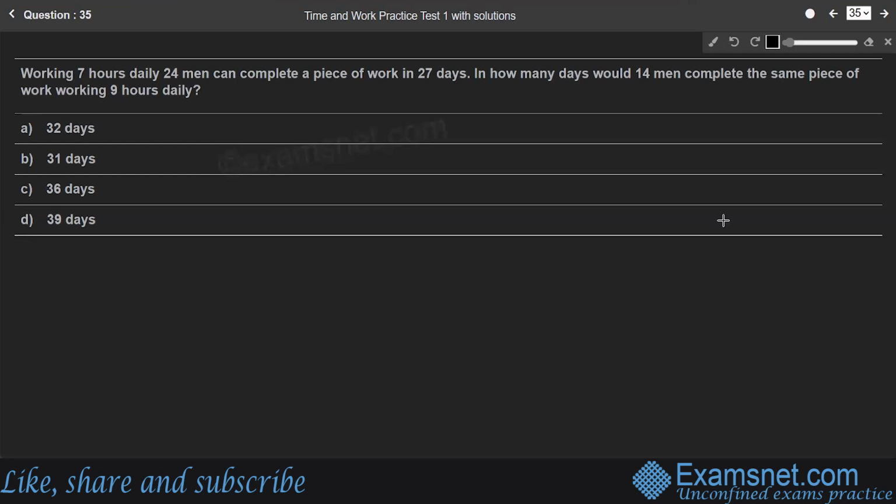Question number 35. Working 7 hours daily, 24 men can complete a piece of work in 27 days. In how many days would 14 men complete the same piece of work working 9 hours daily? Here students, work in this particular question. So we all know that work is efficiency into time, right? Here we'll consider the capacity. Efficiency or capacity, both are same. Capacity in the sense how many people are working here, into different conditions, right? Here work is equal to capacity into time or efficiency into time, right?